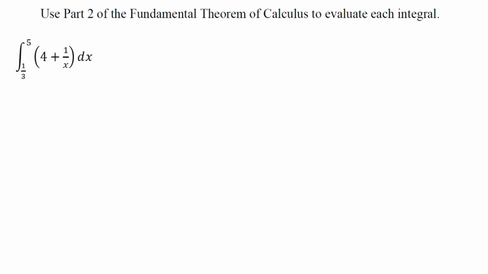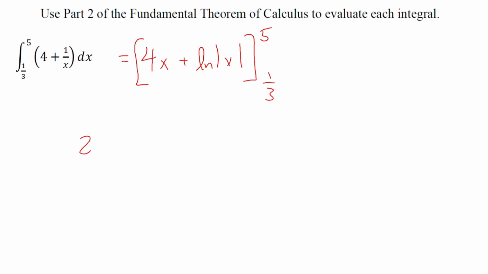Same process here for this one. We're just going to integrate this and then evaluate on that integral. So the integral of 4 is 4x, and the integral of 1 over x is natural log absolute value of x. So we'll evaluate this from 1/3 to 5, and that's going to give us 20 plus ln 5 minus 4/3 plus the natural log of 1/3.